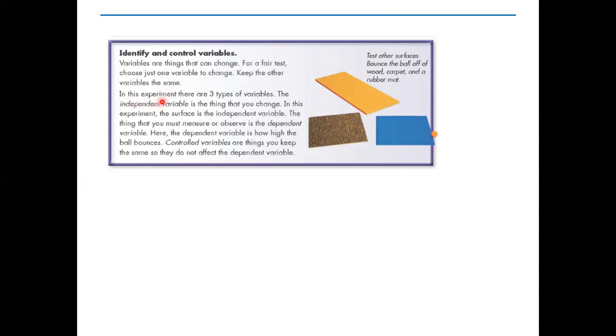In this experiment, there are three types of variables. The independent variable is the thing that you change. In this experiment, the surface is the independent variable. The thing you must measure or observe is the dependent variable. Here, the dependent variable is how high the ball bounces. Controlled variables are things you keep the same so they do not affect the dependent variable.